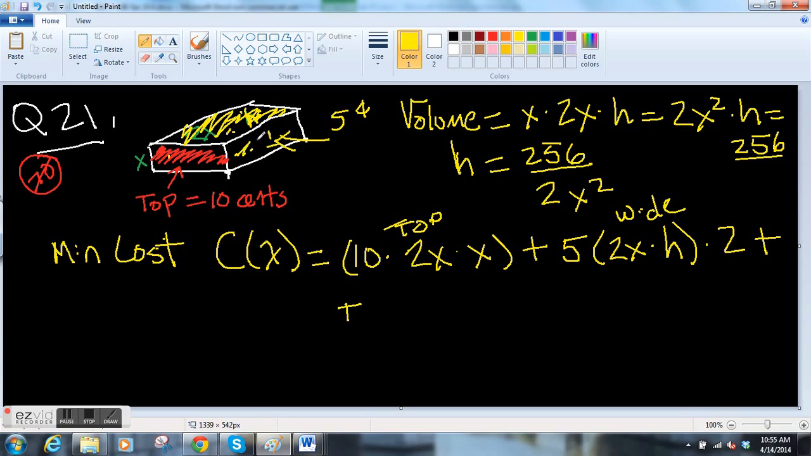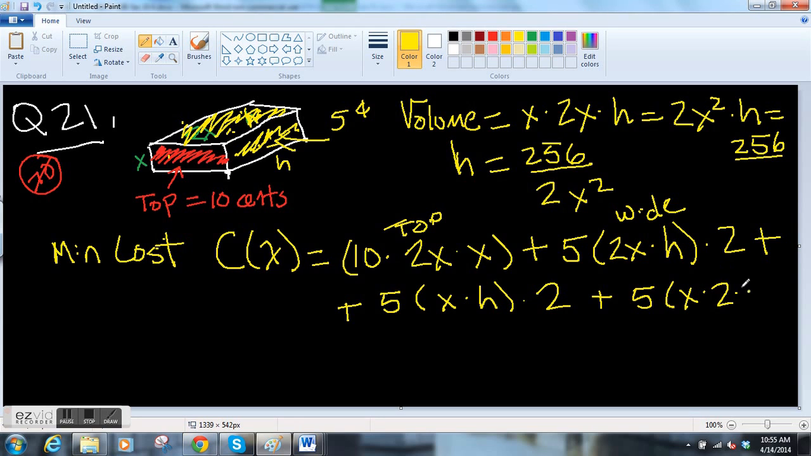So I'm going to add more sides. Now this skinny little side is kind of confusing to see. Again, there's h there. That skinny side is 5 cents to make it, and the dimensions of that skinny side are x times h, and there's 2 of those. There's one here, and then there's one on the other side there. So there's 2 of those, plus the bottom, which is going to be on that side, is the same dimensions as the top, but the price is different. So it's 5 times x times 2x, and there's only one of those.